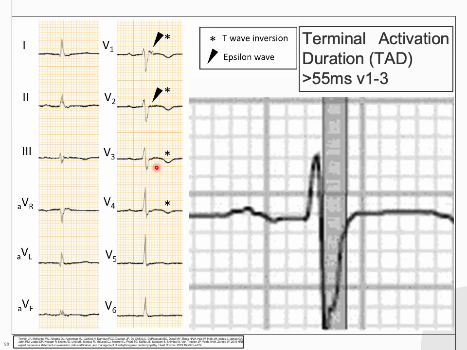A second clue is the T wave inversion across multiple leads, V1, 2, 3, 4. This is unusual. And a third clue is a broad S wave greater than 55 milliseconds. That's around 1.5 small boxes at the end of QRS. It's called terminal activation duration, greater than 55 milliseconds. That's seen here. These are clues of arrhythmogenic ventricular cardiomyopathy.